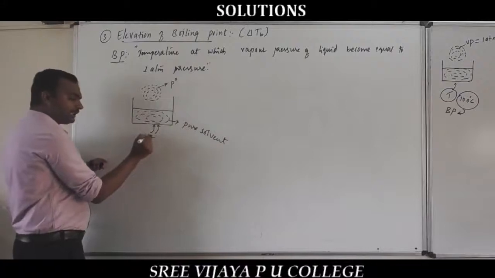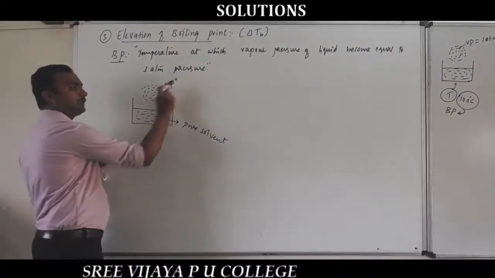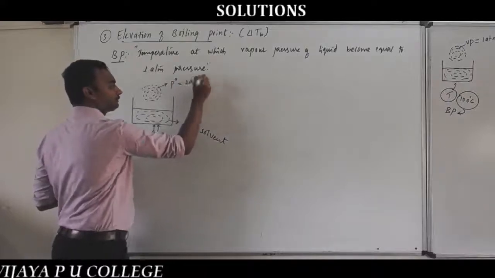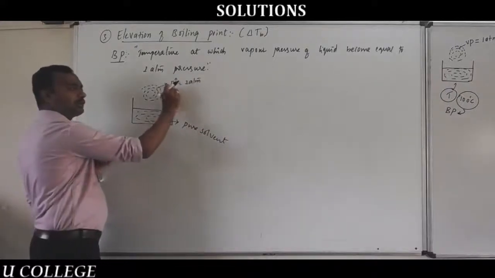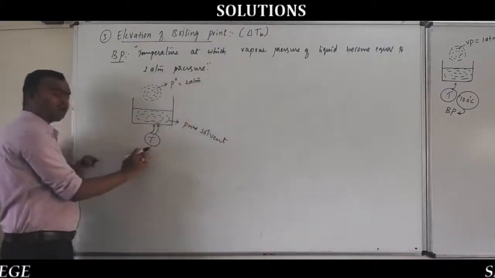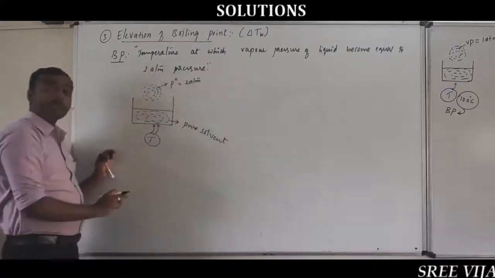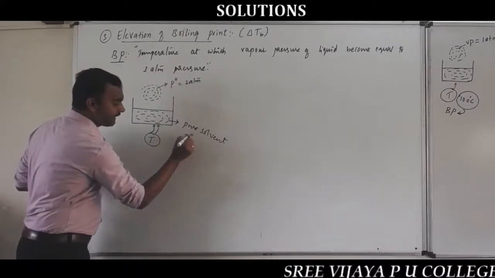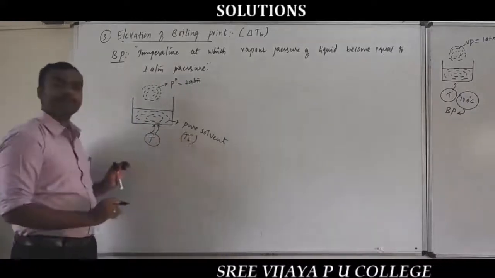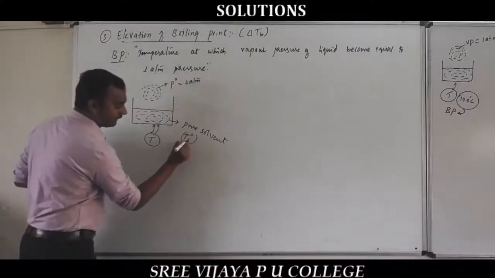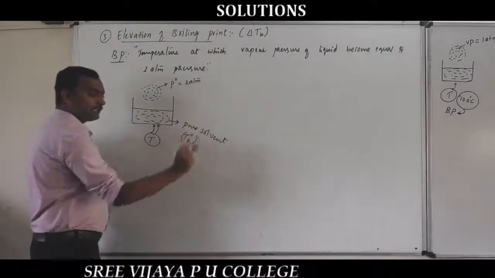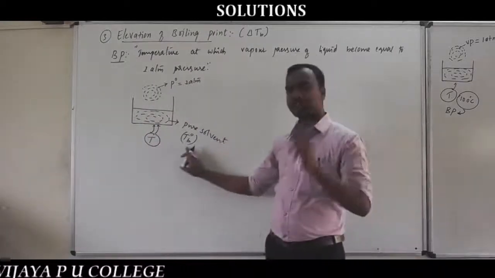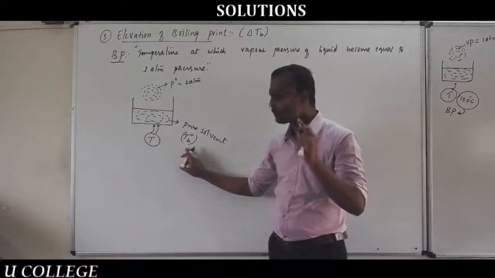At a particular temperature, the vapor pressure of the pure solvent becomes equal to 1 atmospheric pressure. When the vapor pressure of the pure solvent equals 1 atmosphere, that particular temperature we call the boiling point of the pure solvent. It is taken as T0B, where B refers to boiling and the 0 denotes the pure solvent. So T0B is the boiling point of the pure solvent.